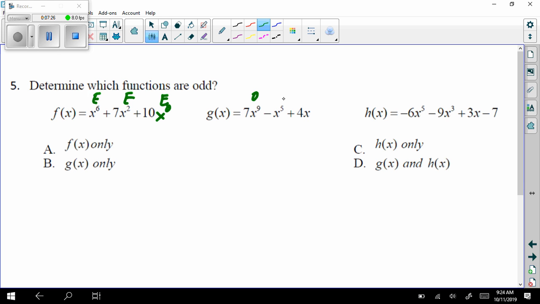9 is odd. 5 is odd. And that's a 1, which is also odd. So G is odd.